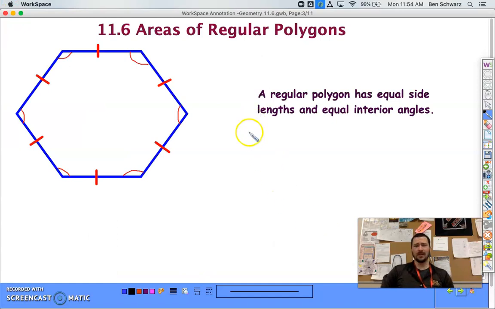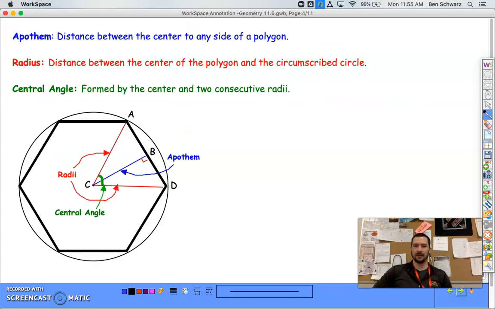So we're doing areas of regular polygons. Remember, a regular polygon has all equal sides and equal angles. So that's what we're finding the area of today. Could be hexagon, pentagon, octagon, all those. As long as they're regular, we'll be able to find their areas.